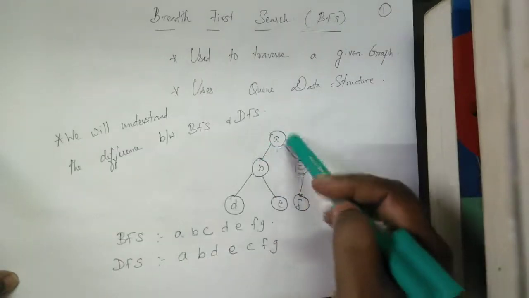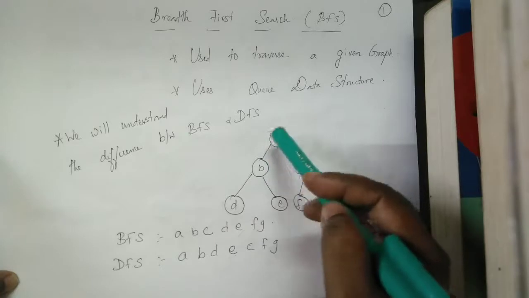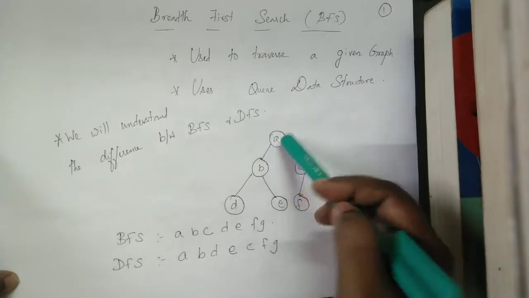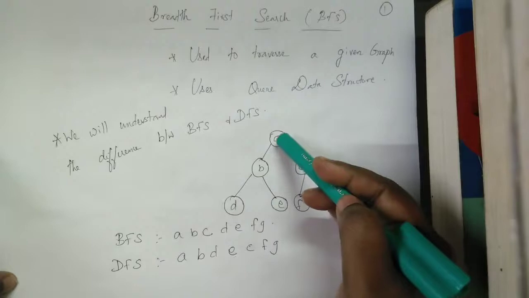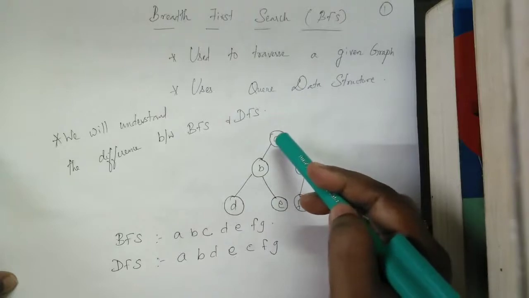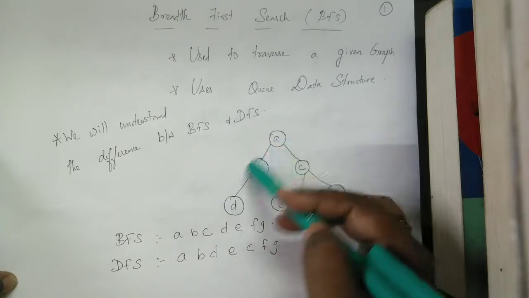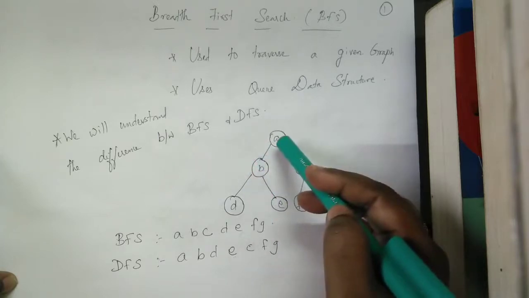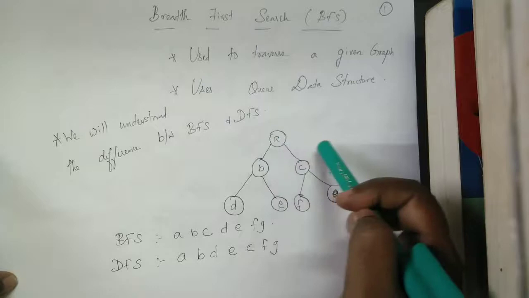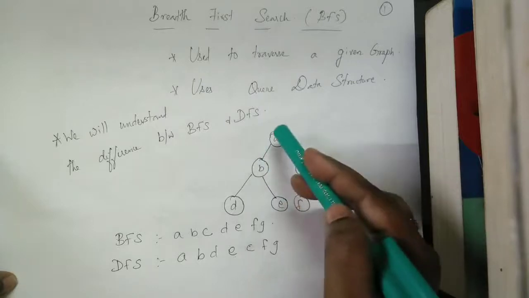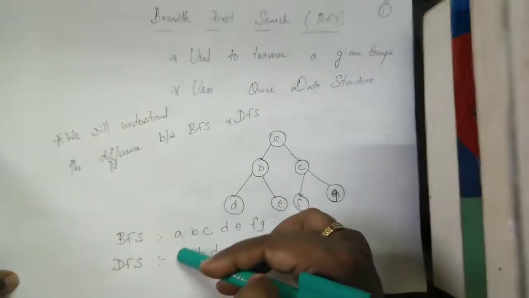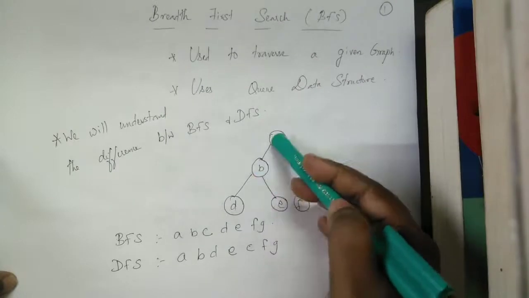We can start from any vertex. Let's start from the vertex A. We have two concepts, visiting and exploring. Visiting is landing on a vertex, and exploration means visiting its adjacent vertices. So we will start from A. A is added to the output.